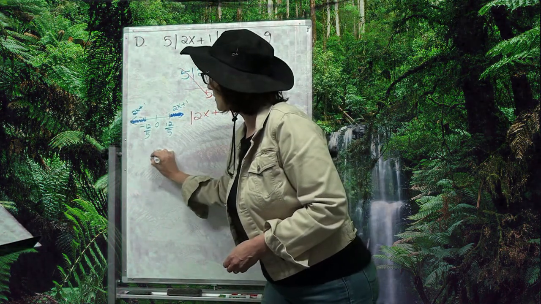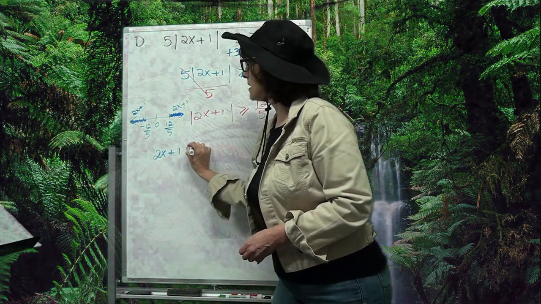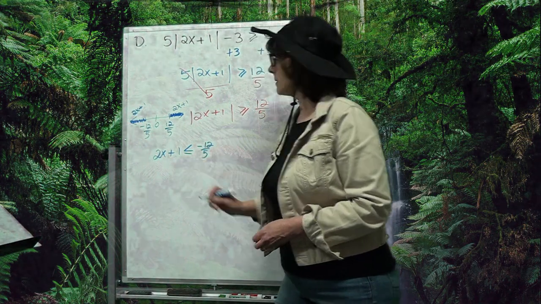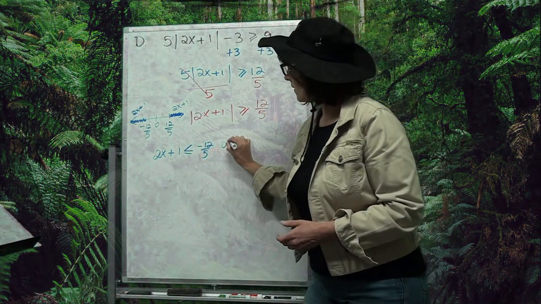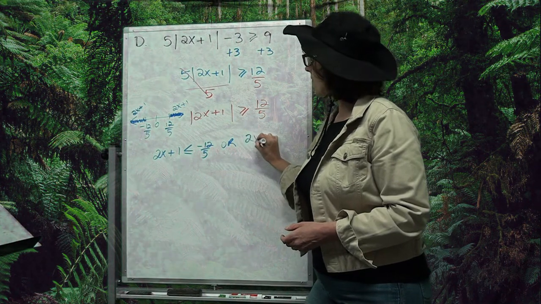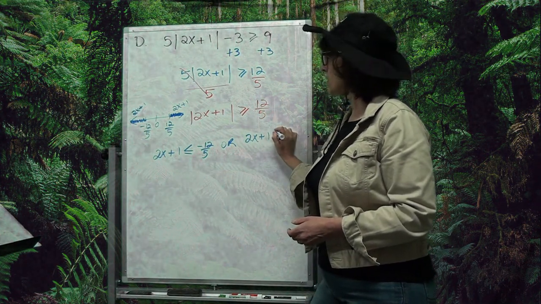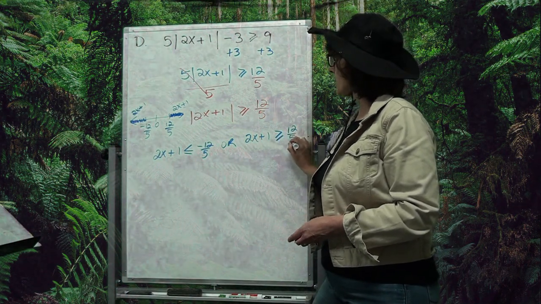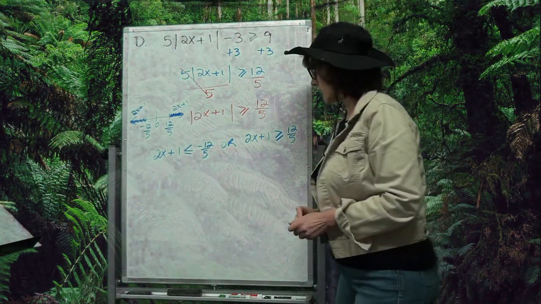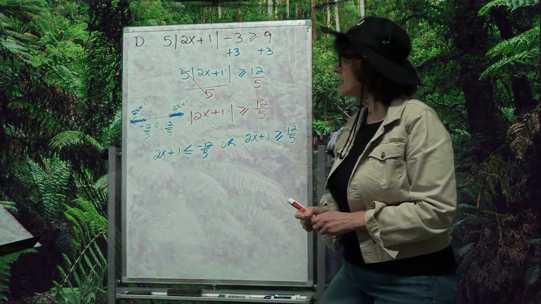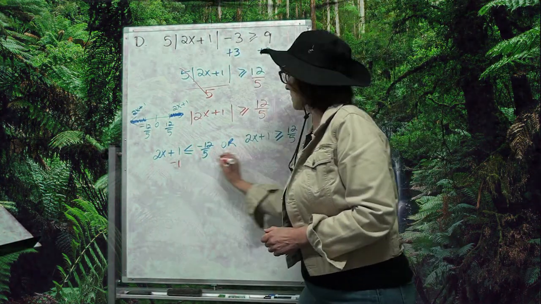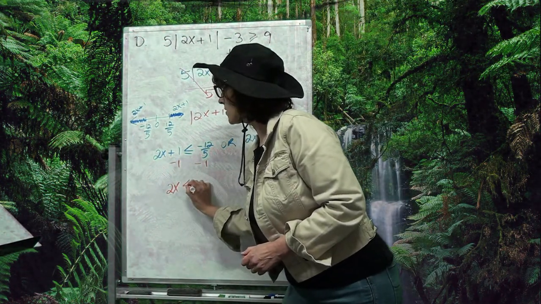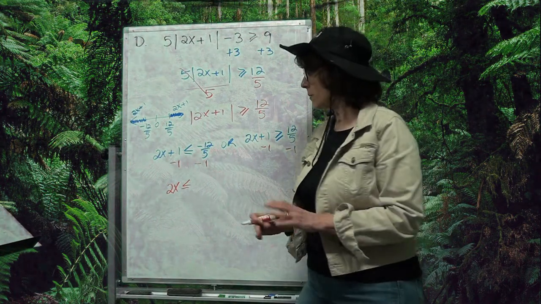Now if it sits back here, my 2x plus 1 is going to be smaller than or equal to -12/5. Or if it sits up here, then that stuff inside is going to be greater than or equal to +12/5, creating two separate inequalities that I need to solve. Now in both of these cases, I'm going to subtract 1, and that will give me 2x. Now notice I did not even divide or multiply, so I'm not flipping the symbol.